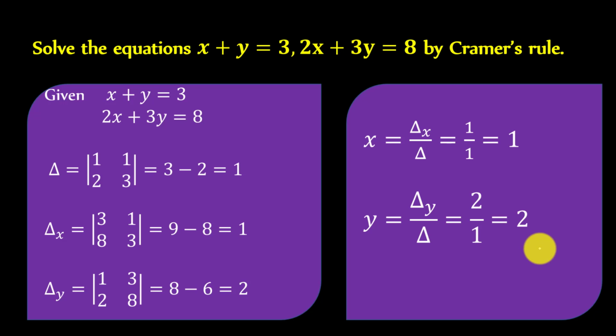So finally we got both the values of x and y: x is equal to 1 and y is equal to 2. These are the values of x and y we got from the method of Cramer's rule. And one more thing, if you want to verify this, take this x value and y value and substitute in the first equation, x plus y is equal to 3. With x as 1 and y as 2, 1 plus 2 is equal to 3. That means we got the right answer. So we have solved the problem perfectly, and we have verified the answer also.